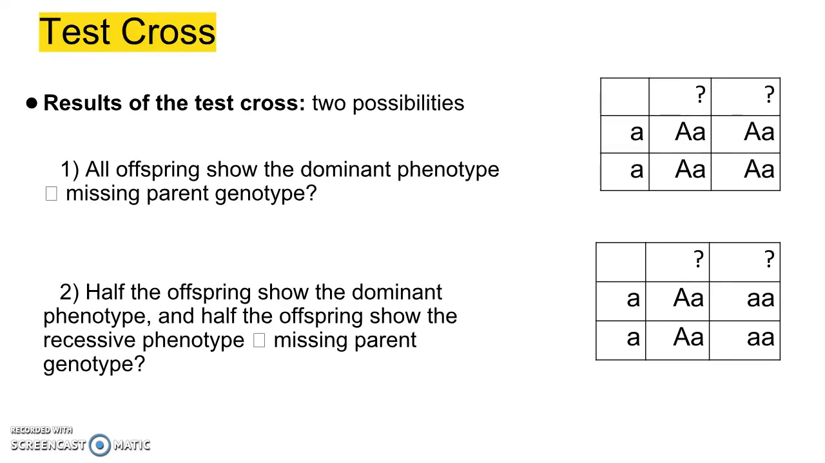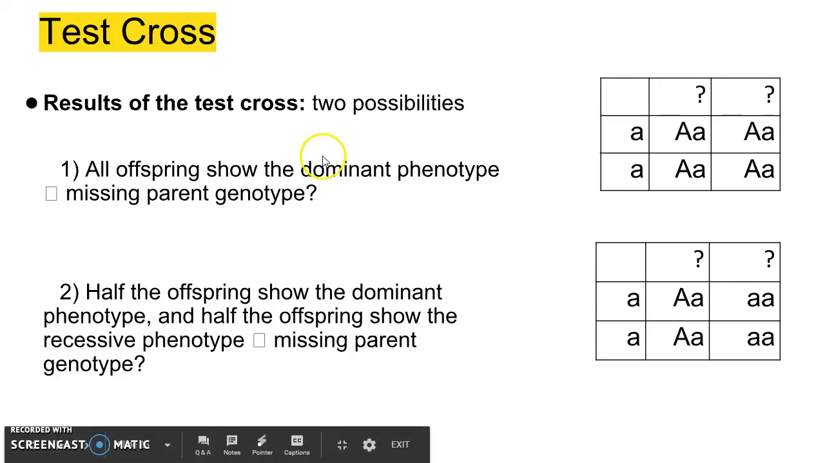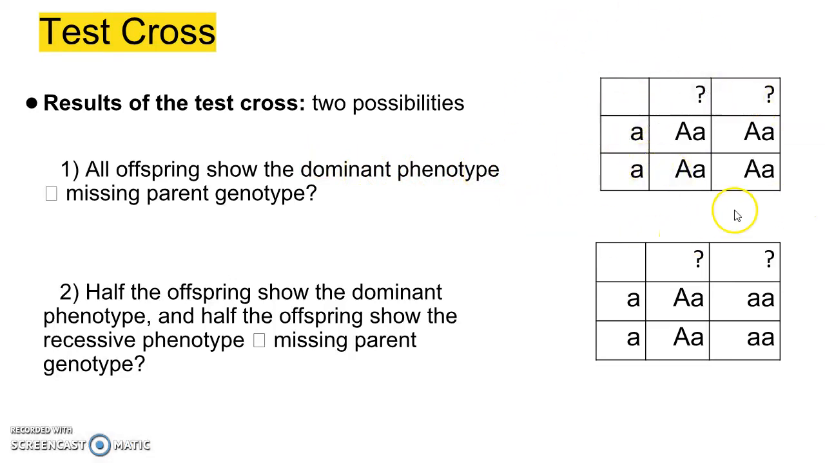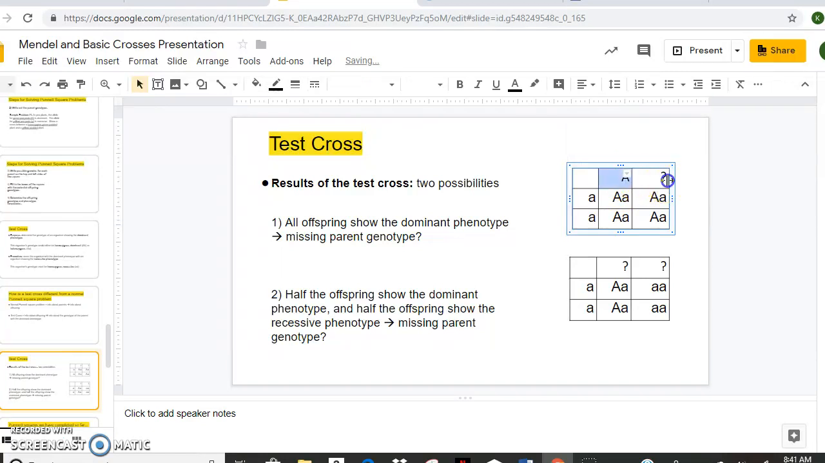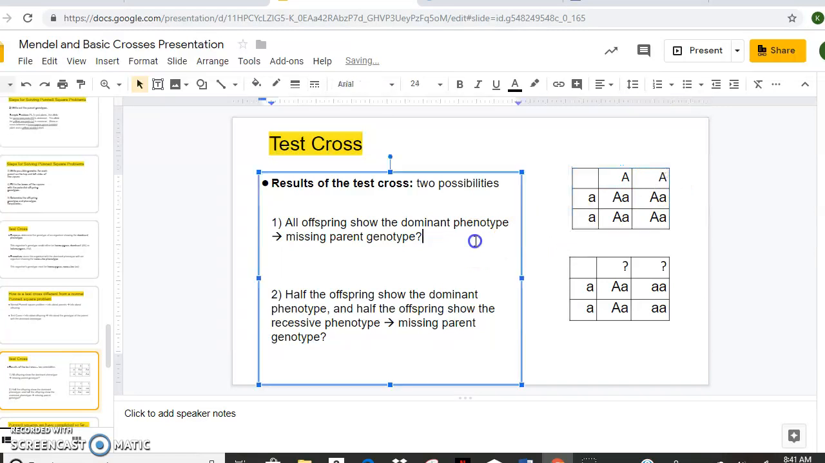Okay, so we have two possible results from our test cross. Let's say all of the offspring show the dominant phenotype. I've set up kind of a working backwards Punnett square on the right here. Remember, one of our parents we know is homozygous recessive, and we're just trying to figure out the genotype of the second parent. So if all of our offspring show the dominant phenotype, that means that this parent, the dominant parent, had to have big A, big A as their genotype, or homozygous dominant. So let me go ahead and fill that in. And notice how that will result in all of the offspring showing the dominant phenotype because they're all heterozygous for the trait. So in this case, the missing parent genotype was big A, big A.